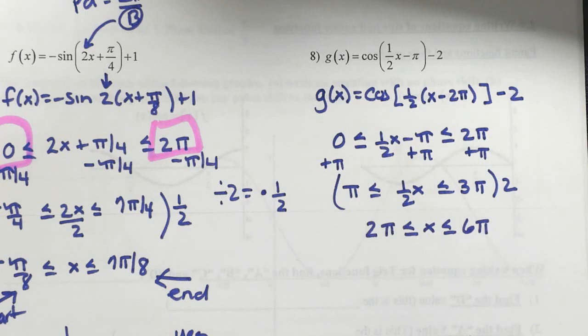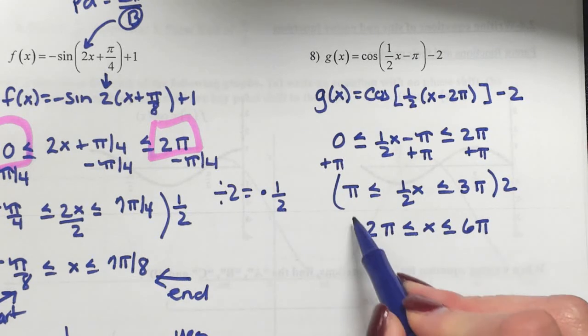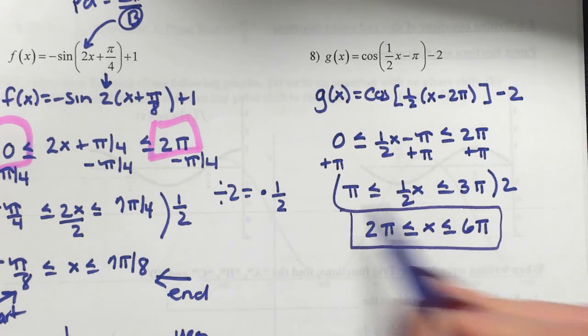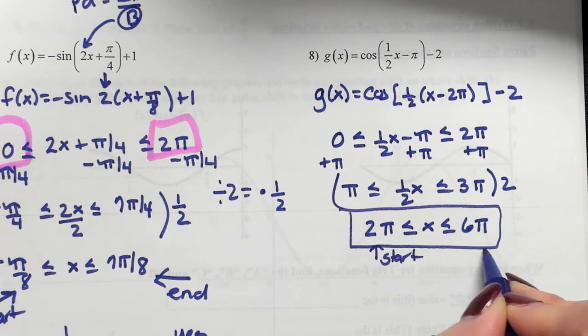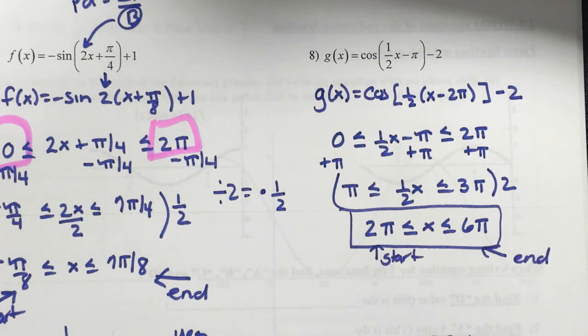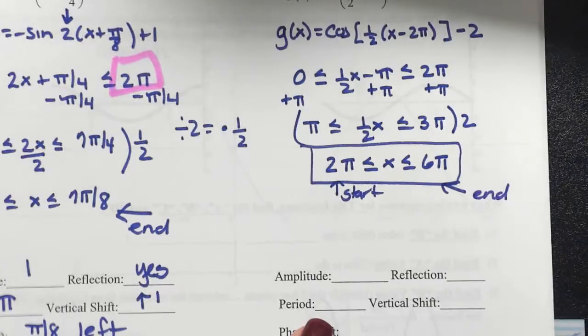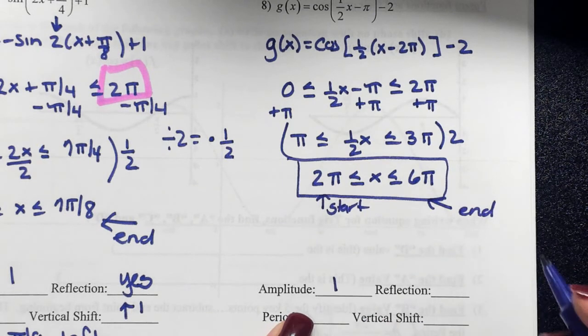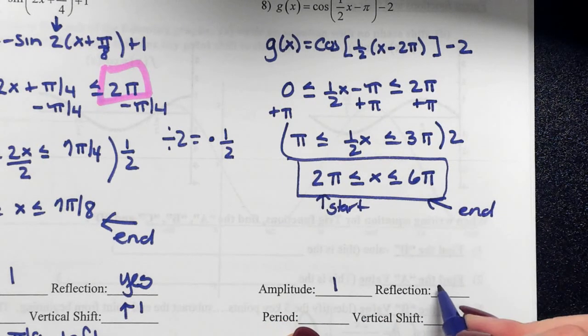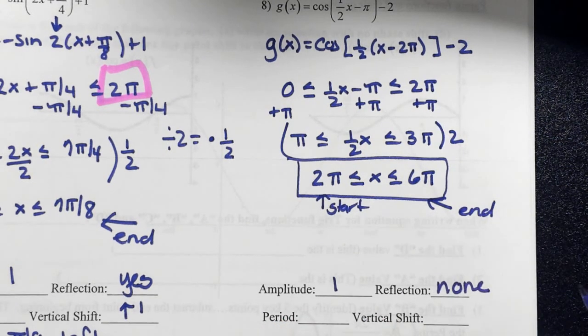So these actually turn out to be nicer numbers than all the others we've done, because you don't have all those fractions. So any questions on where I got 2 pi to 6 pi? Again, remember, 2 pi is where you're going to start, 6 pi is where we're going to end. What's the amplitude in this particular problem? 1. Do we have a reflection? No.